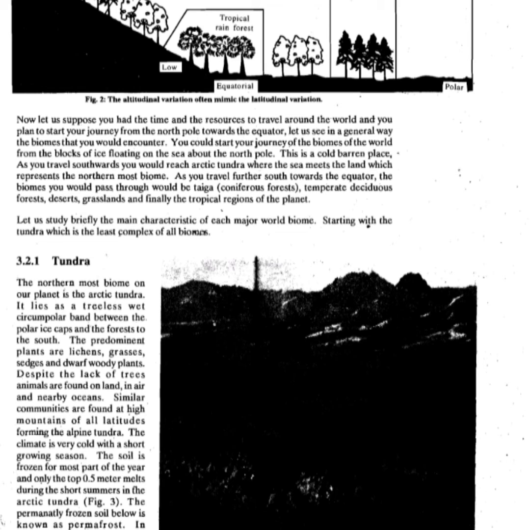The climate is very cold with a short growing season. The soil is frozen for most part of the year, and only the top 0.5 meter melts during the short summers in the Arctic tundra. Fig. 3. The permanently frozen soil below is known as permafrost. In summer you might see huge herds of caribou, flocks of waterfowls and swarms of mosquitoes.